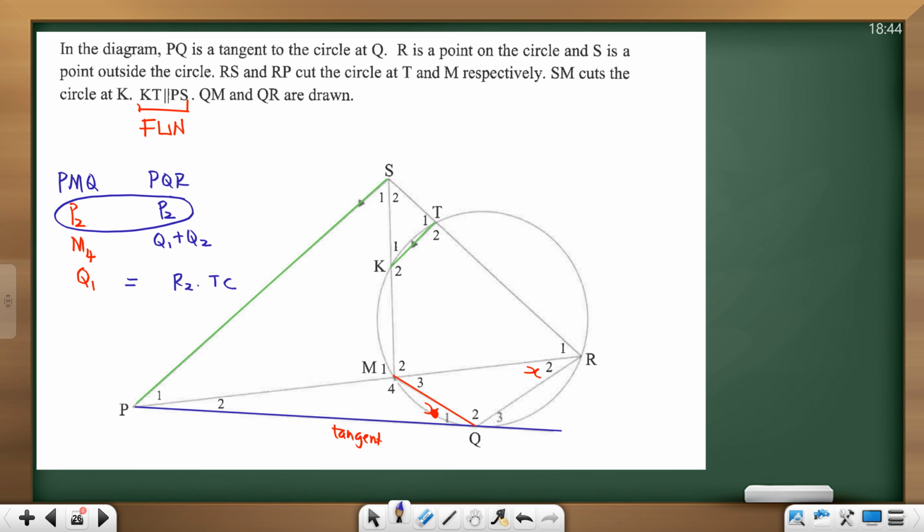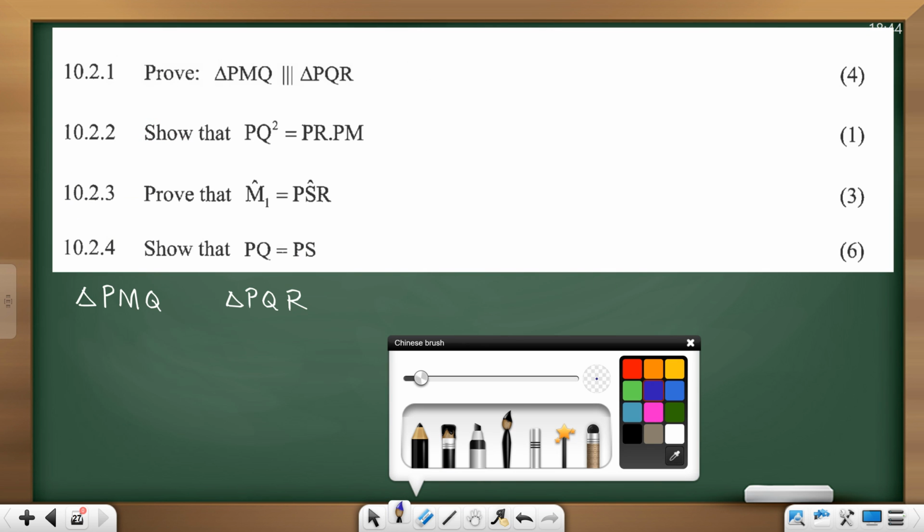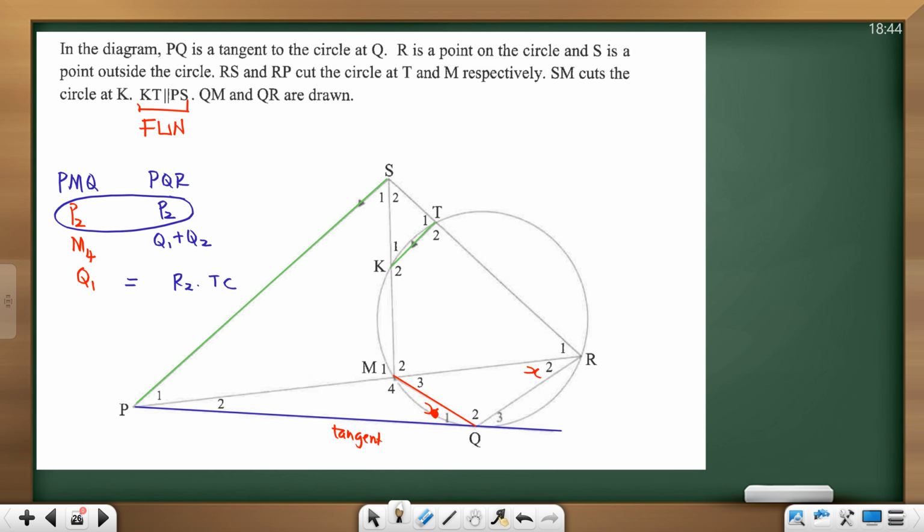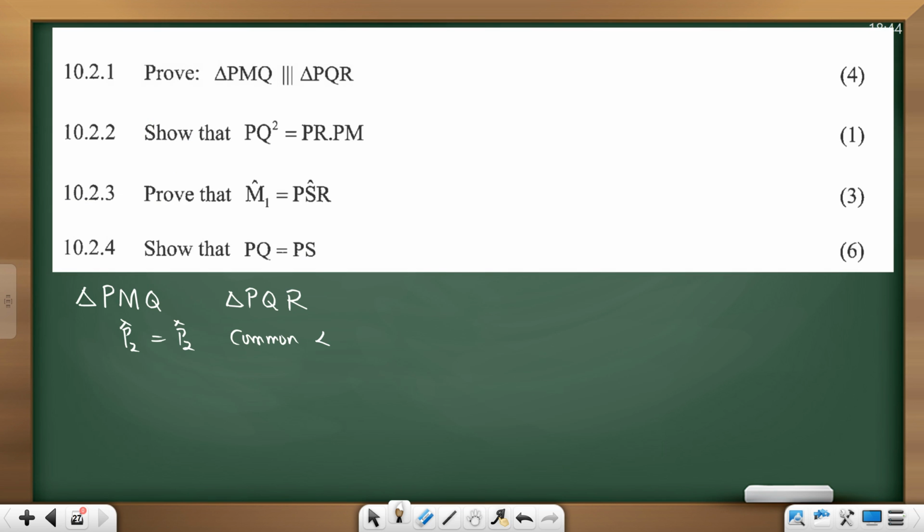Okay, so how do we write down our answer? P2 equals to what? P2. Okay, I'm writing my answer now. What do I have? Angle P2 equals to angle what? P2. In the two triangles, what do we say? Common what? Angle. Which one did we prove? Q1 equals to what? R2. And what's your reason? Tan chord.